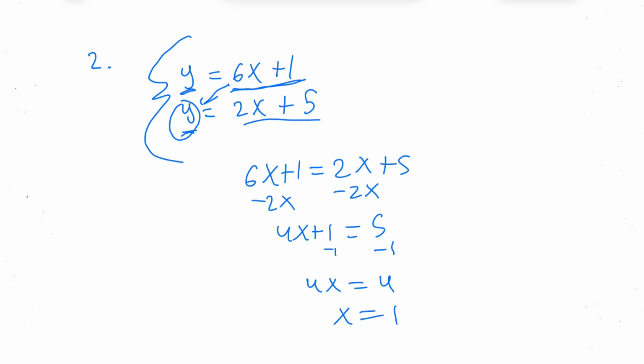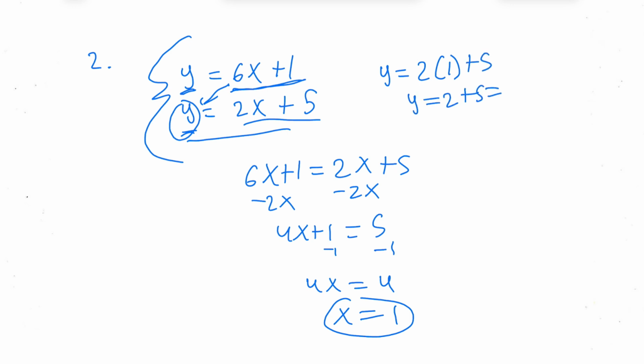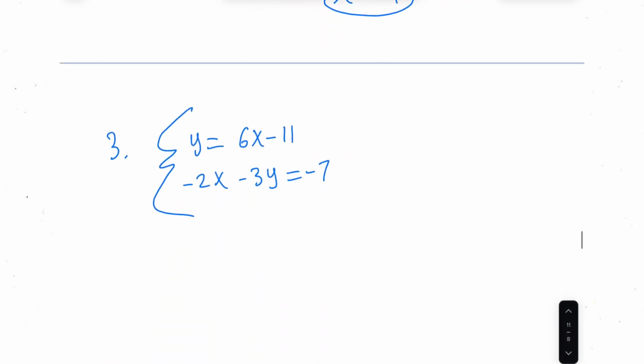But we're not done yet, because we don't know what y is. In order to find y, we take this x that we found and plug it into whichever equation we want. I'm going to go with the bottom one because the numbers are a little easier. So we get that y is equal to 2, and now instead of x we have 1, plus 5. That gives us y is equal to 2 plus 5, which is 7. So the solution of this system is 1 and 7. Again, nothing too bad.